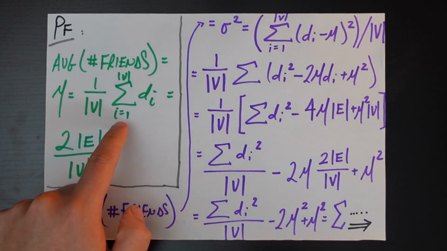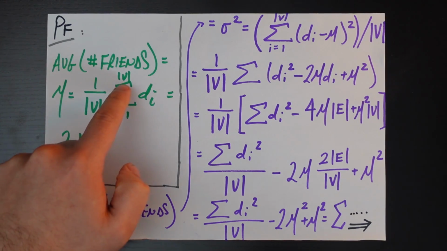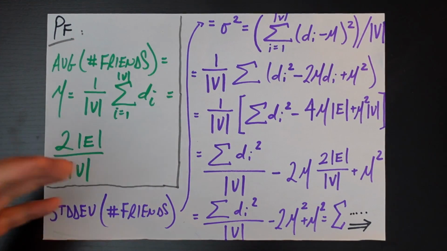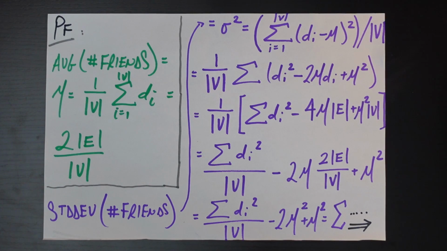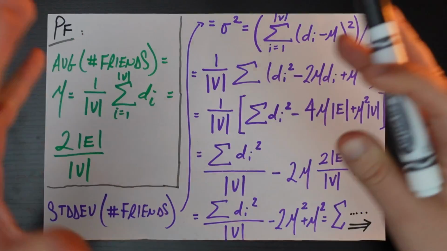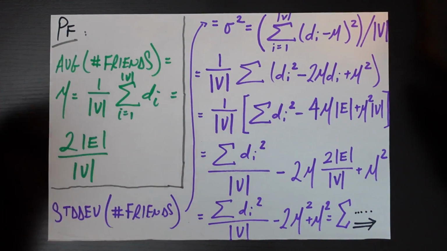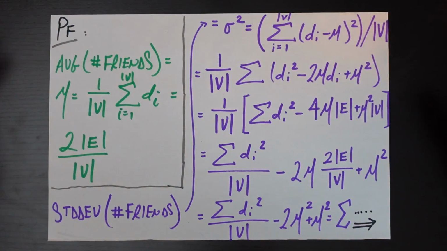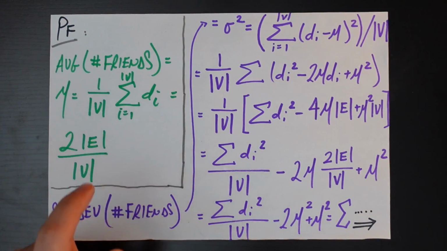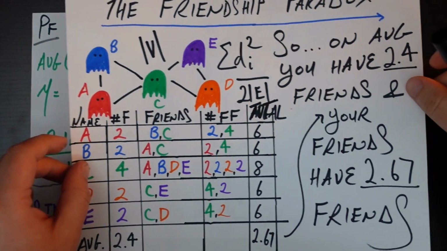You simply add up from i equals 1 to the magnitude of the vertices set, the number of people in the world, the degree of each vertex. In other words, you go visit every person on Earth and you ask them, how many friends do you have? And then you divide that total by the number of people in the world. That's pretty much how you take an average. No surprises there.